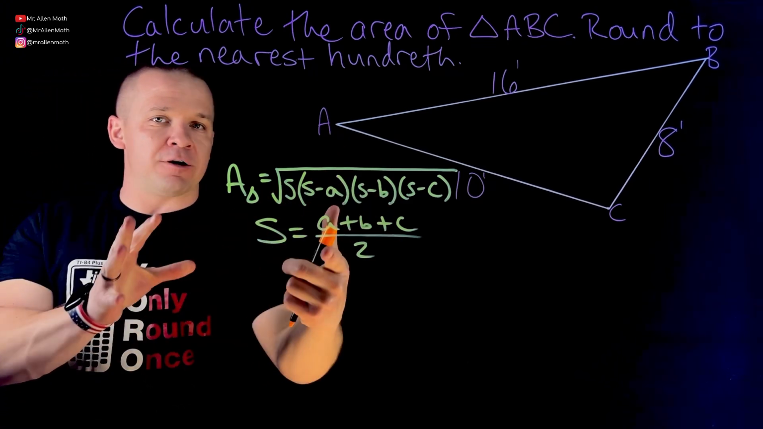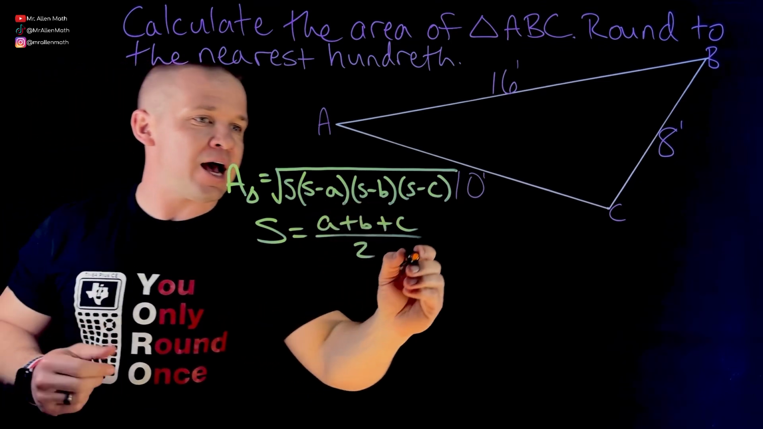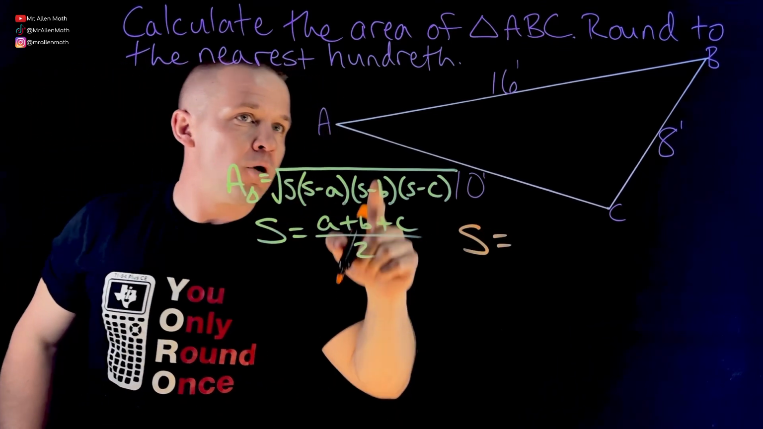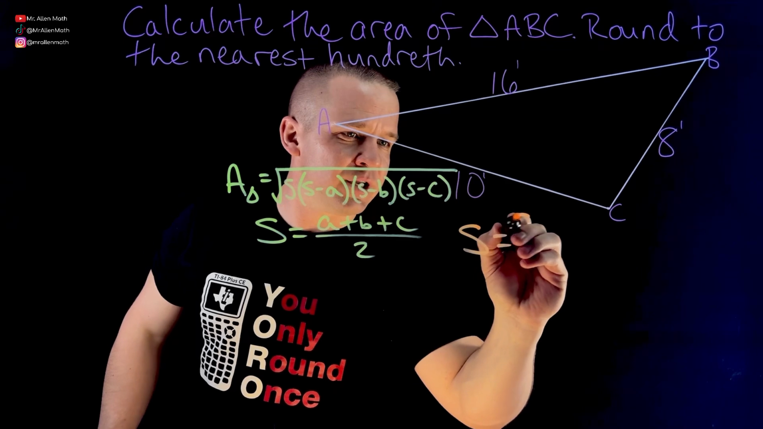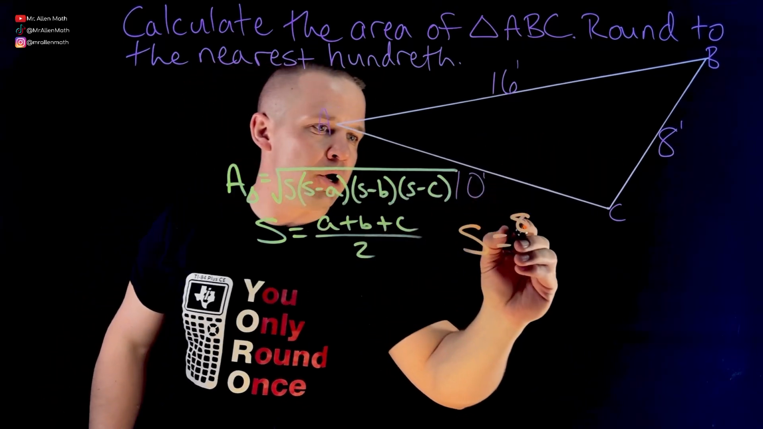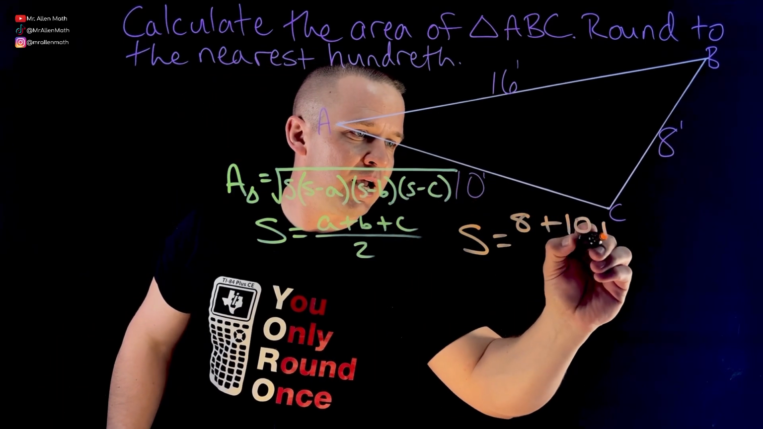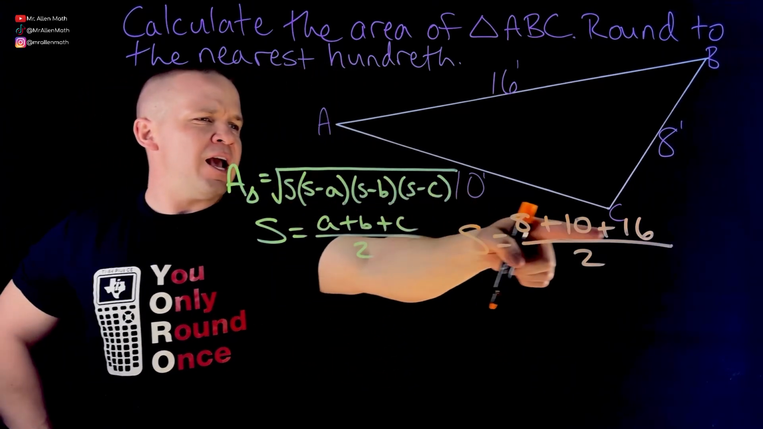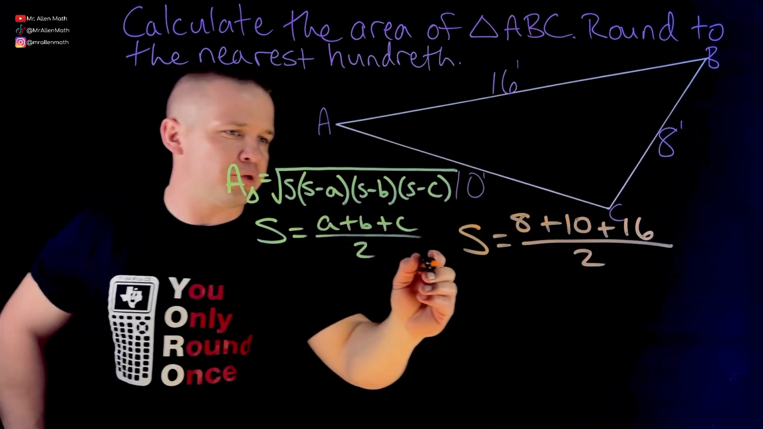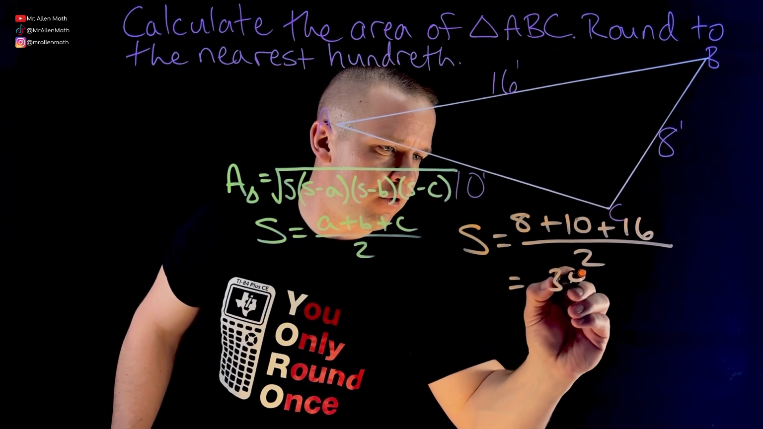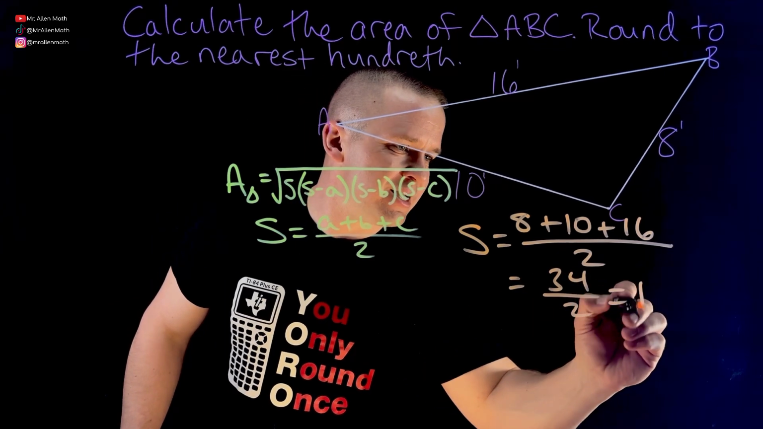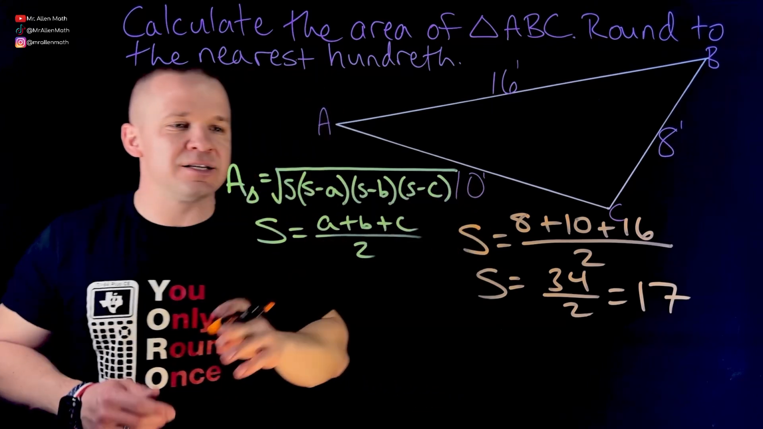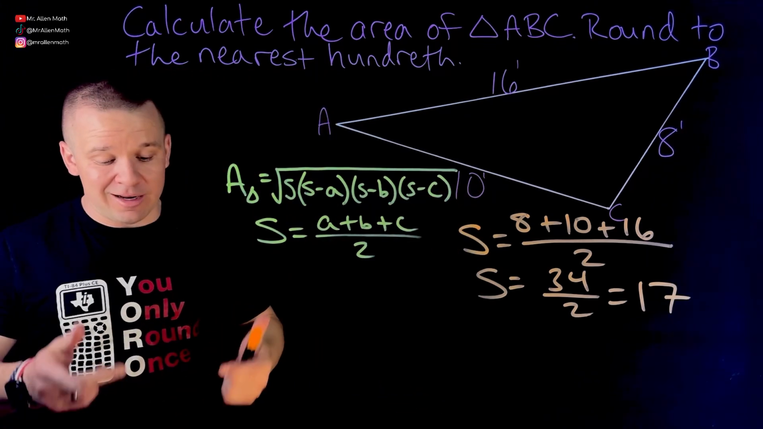So let's go ahead and find our semi-perimeter first. S is going to equal, A is 8, and it really doesn't matter what order I go in, but I'll go in that order: 8, 10, and 16. Add those up and divide by 2. 8 and 16 is 24, so 34. So 34 over 2 equals 17. So S is 17, and now I can plug that into this formula.